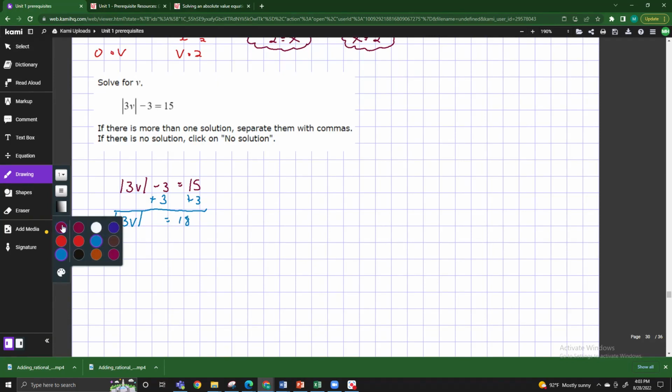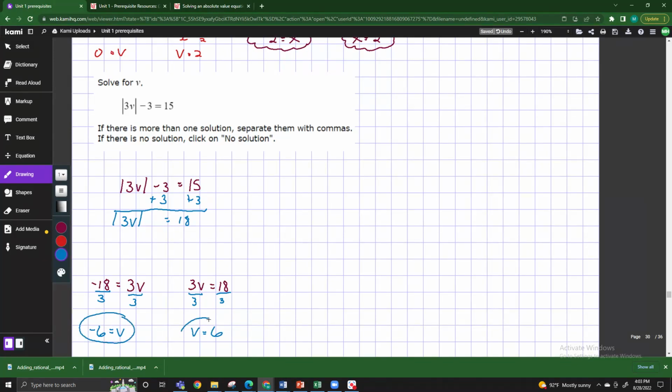Now thinking of the number line, I have -18 equals the stuff inside the absolute value, and then the stuff inside the absolute value equals 18. Now I get to get the letter completely by itself, so divide by 3. -6 equals v. Divide by 3, and v equals 6. So those are my 2 answers. I do have to have both of them with it. But I also do need to see the thinking and the logic of where you got that.